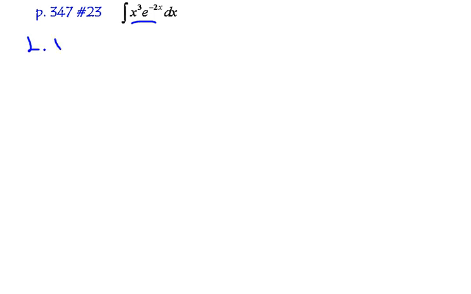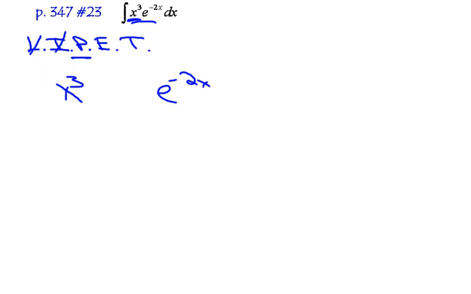Remind yourself of our acronym LIPIT. The L stands for logs. Nope, no logs. I is for inverse trig. No inverse trig. The P is polynomial, and sure enough, we have an x cubed in here. When we have polynomials times exponentials or polynomials times trig, we can use tabular integration.